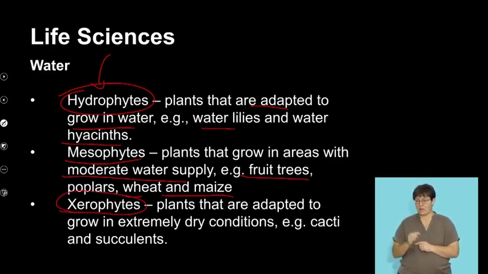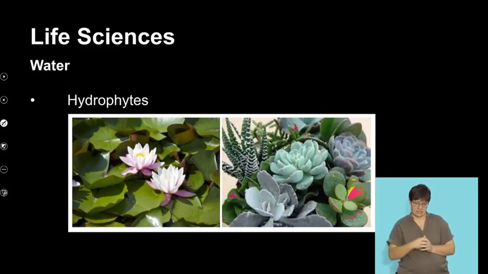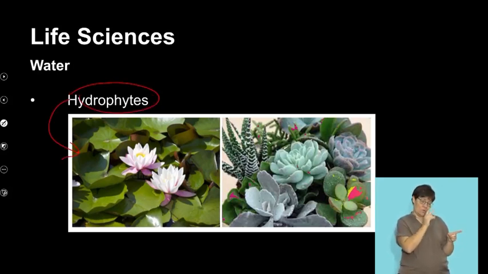Xerophytes are plants that are adapted to growing in extremely dry conditions, and these are often found in dry, arid, desert conditions. So these include the cacti as well as your succulents. Here you can see an image showing you some hydrophytes, where you see these water lilies growing, and they are obviously adapted to being able to survive in these conditions.